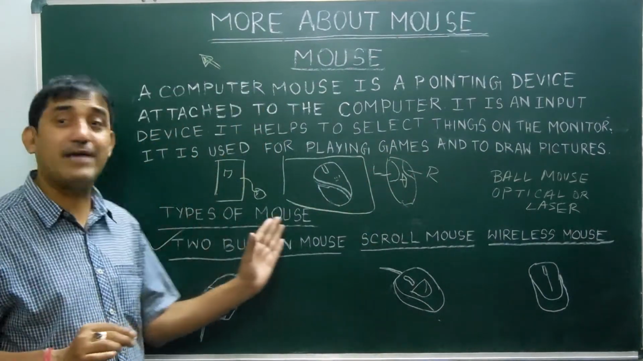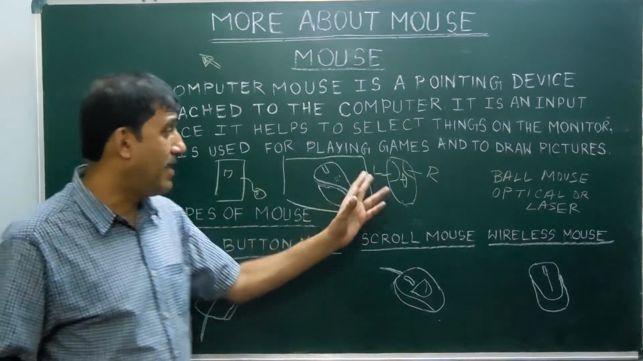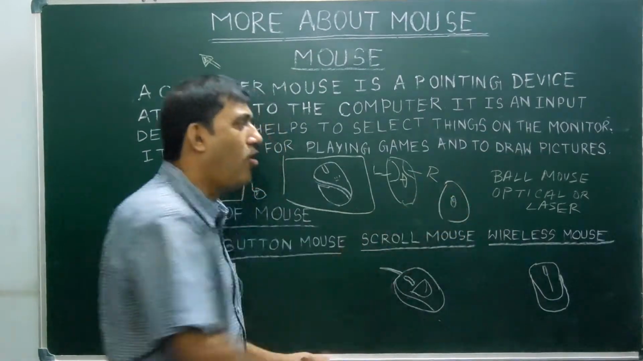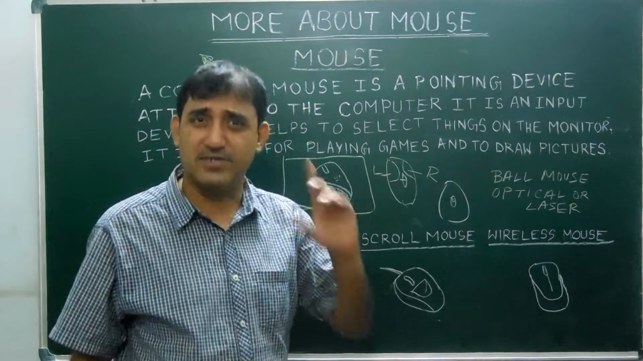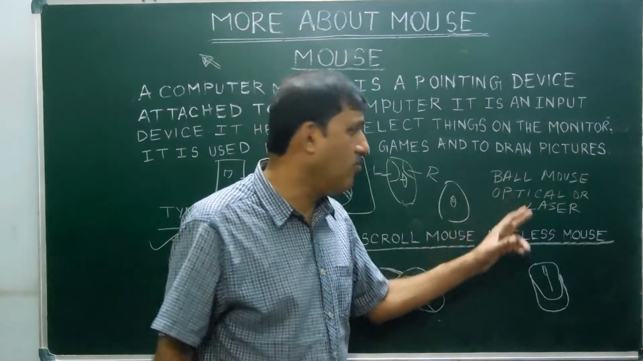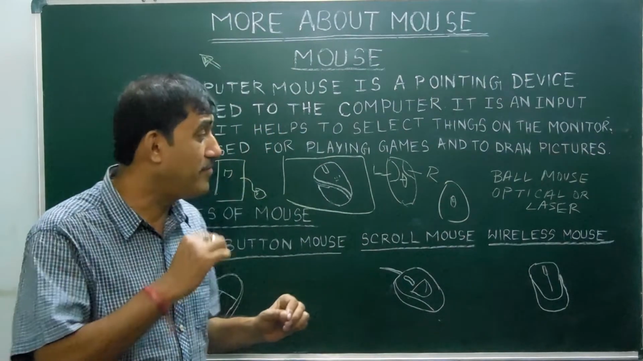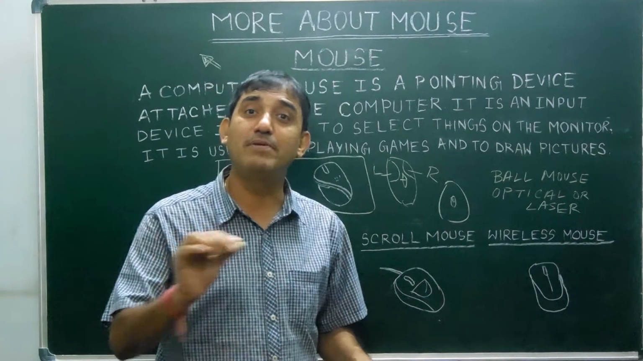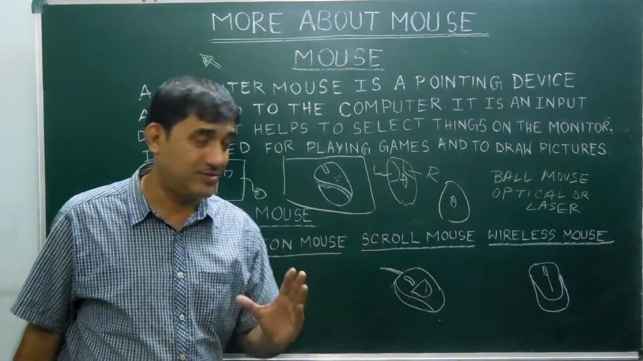Now coming to the next topic, types of mouse. Before that, you should know that there is a ball in one type of mouse, which is called the ball mouse. Nowadays you will not find the ball mouse, previously it was being used. Now we have the optical or the laser mouse, where a ray of light comes in. With the help of the light beam, your mouse moves, so no balls are there. That is called the optical mouse.